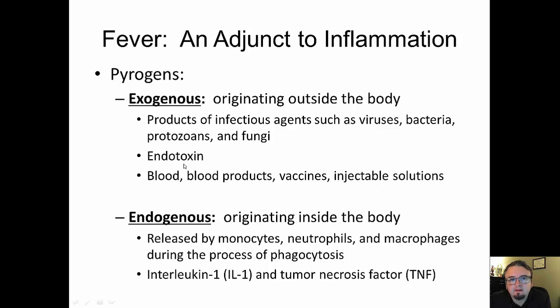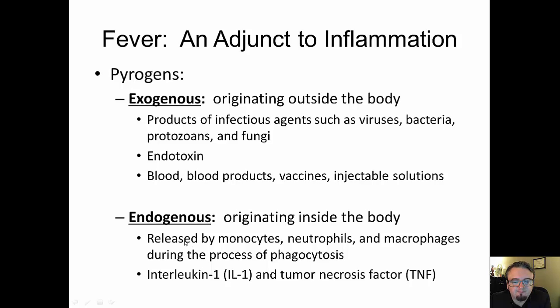For example, Salmonella typhi is a microbe that causes typhoid fever. Typhoid fever is a name given to the fact that that particular infection is well known to cause a high fever. Other things like vaccines, injectable solutions, even certain types of blood products, like if you have an inappropriate blood transfusion, these things can ultimately cause a pyrogenic response.